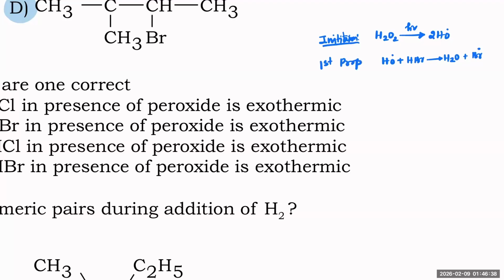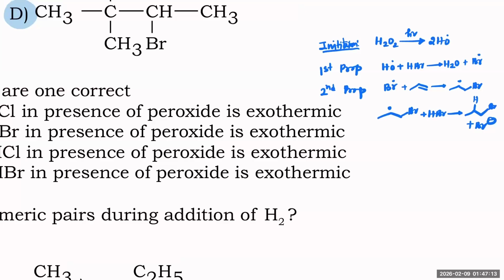Second, if you have Br dot and you add it onto a pi bond here, it will add here and make a dot here. So this is the second propagation. And once the second propagation is done, the termination will take place. I mean, the third step will take place, which is the radical reacting with HBr. It will take H dot, and the product is formed along with Br dot. This is how the propagation steps will be.